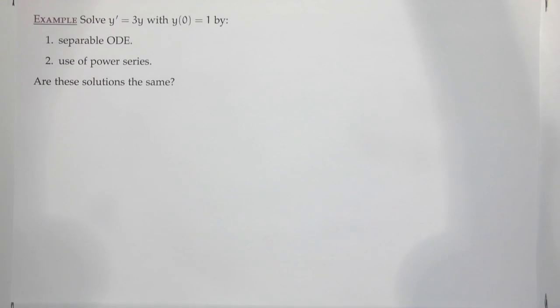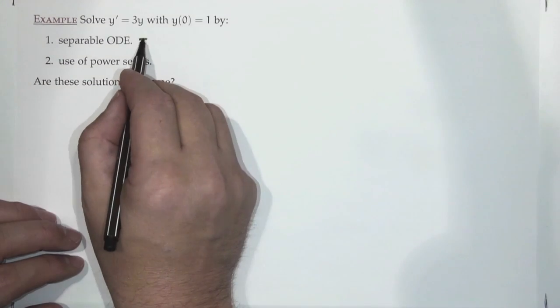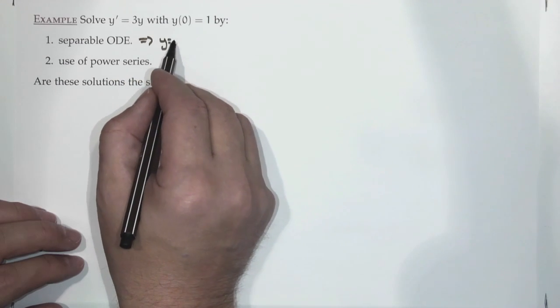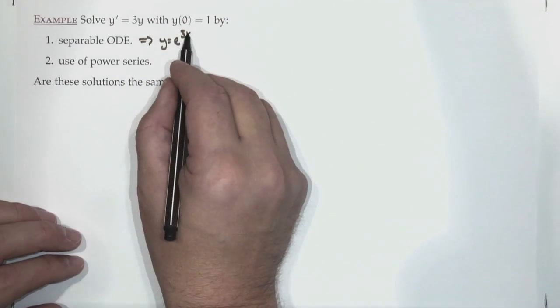And we want to solve this by two different methods. Method 1, a separable ODE. Method 2, use of power series. And then there's a question. Are these the same? e^(3x). Did everybody get the same answer? Do you remember how to do this?